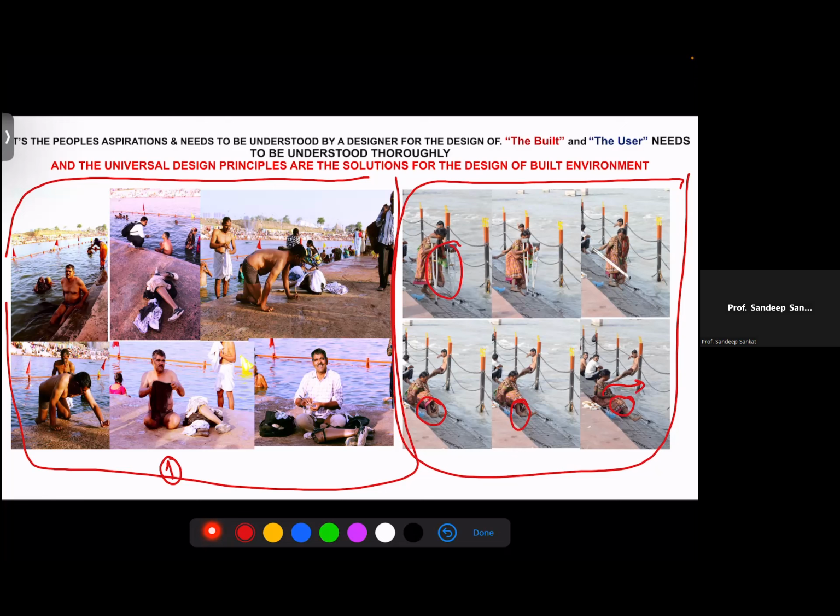So the people's aspirations need to be understood by a designer for the design of the built environment, and the users' needs need to be understood thoroughly. And the universal design principles are the solutions for the design of the built environment.